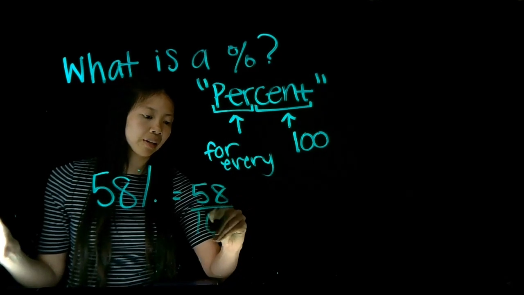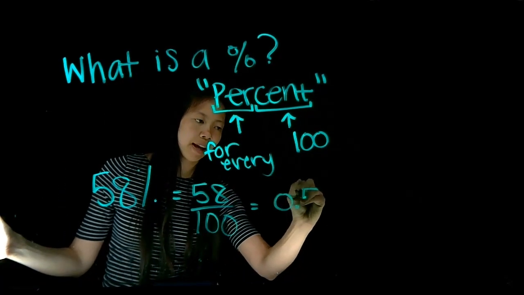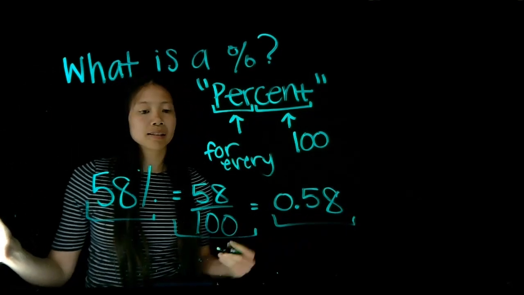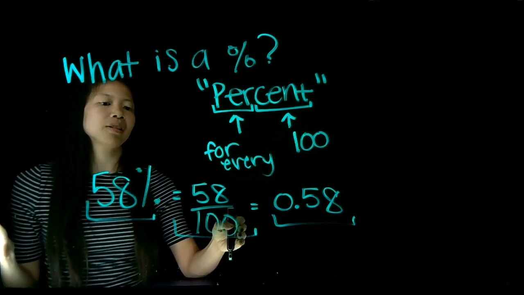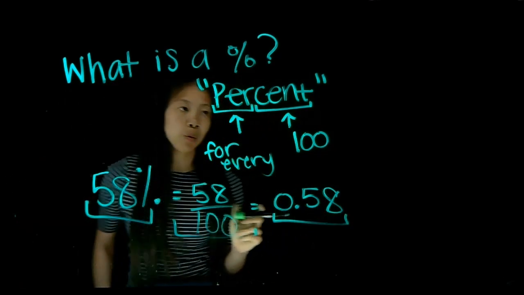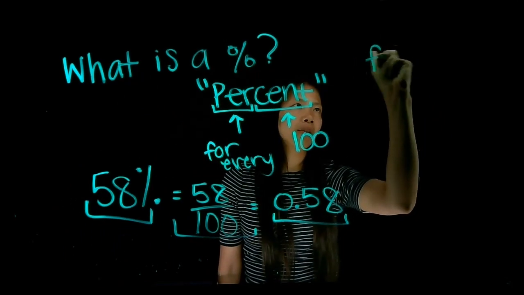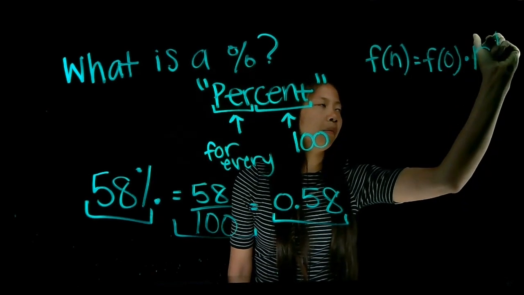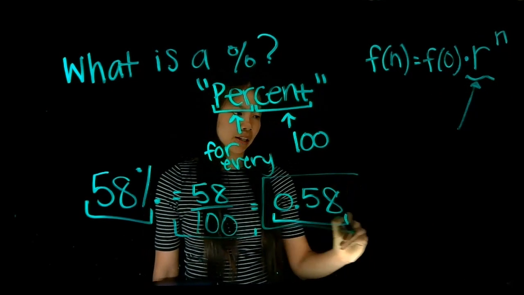If you were to type that in your calculator, 58 divided by 100, that is the same as 0.58. So all of these are different ways of saying the same thing. So 58% is the same as 58 out of 100, which is the same as 0.58. When we are working with explicit equations for exponential growth, we have f of n equals f of 0 times r raised to some n power. Our rate here always needs to be in this decimal form.